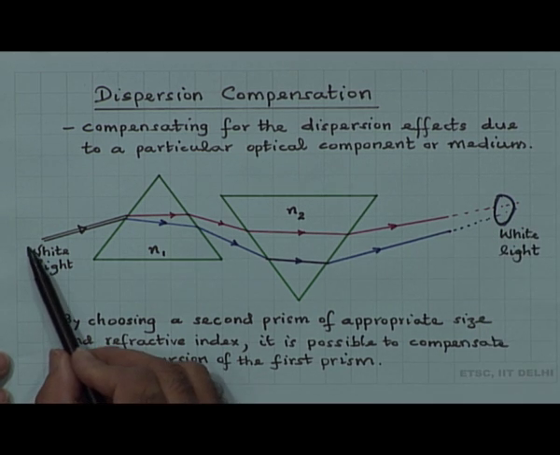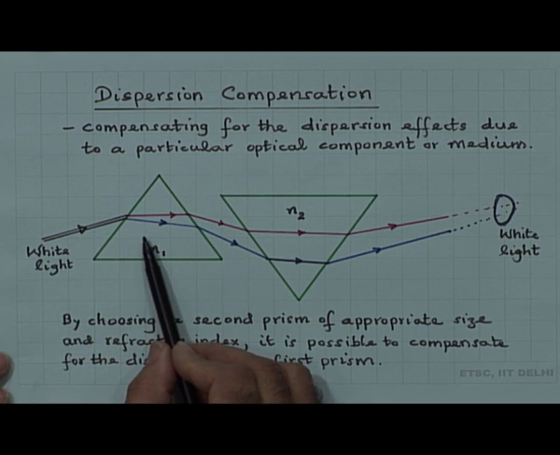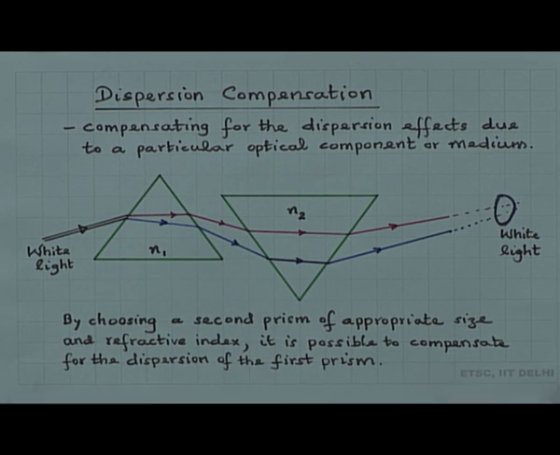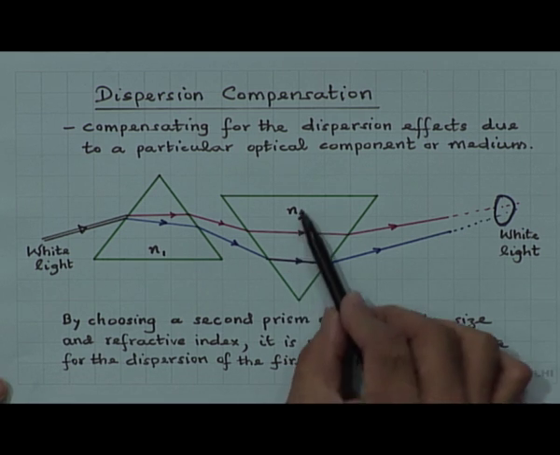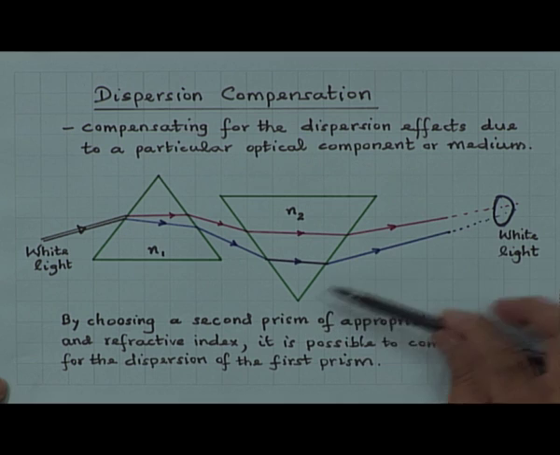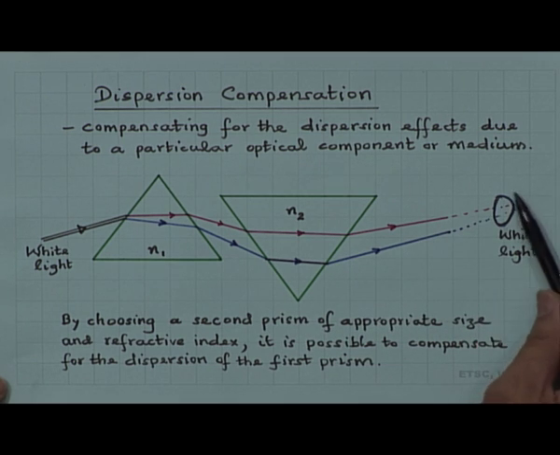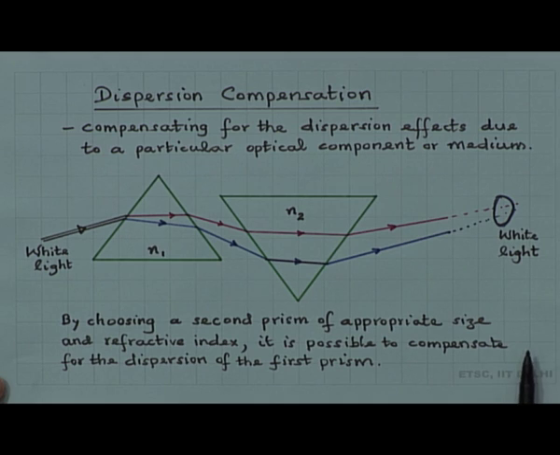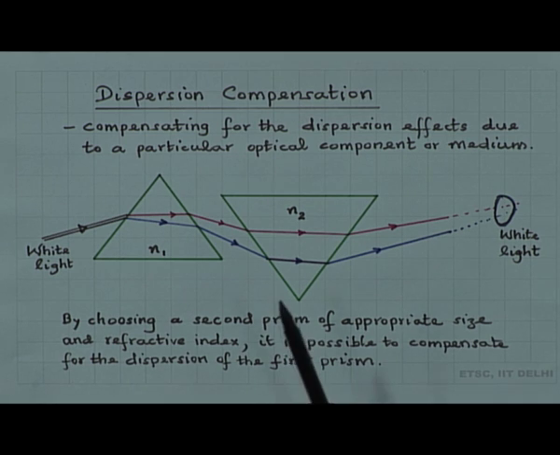In other words, we started with white light and using the first prism, the white components were dispersed, which means they are spread. Now, the second prism, because it is inverted, combines them so that we get back the white light. So, by choosing a second prism of appropriate size and refractive index, it is possible to compensate for the dispersion of the first prism. So, this is in simple terms what is meant by dispersion compensation.